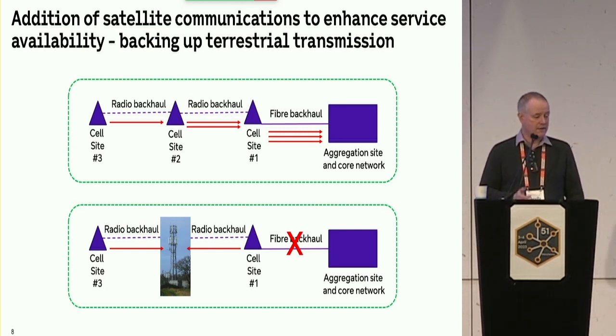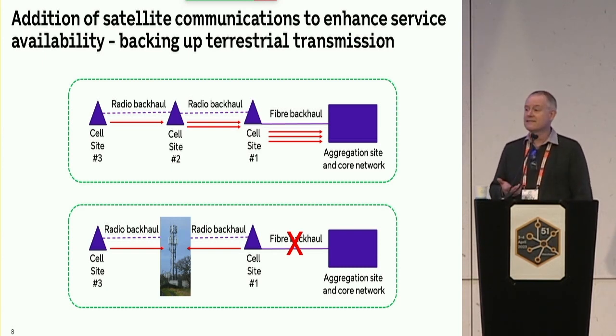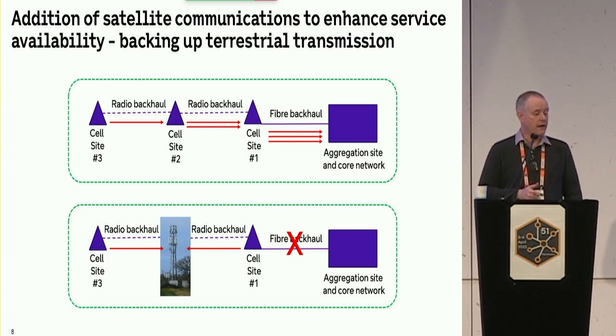over the microwave radio to cell site 2. Cell site 3 continues to work as normal. It just then maps its traffic onto the satellite link, and of course cell site 2 is co-located there. So we can maintain service, albeit with reduced capacity.